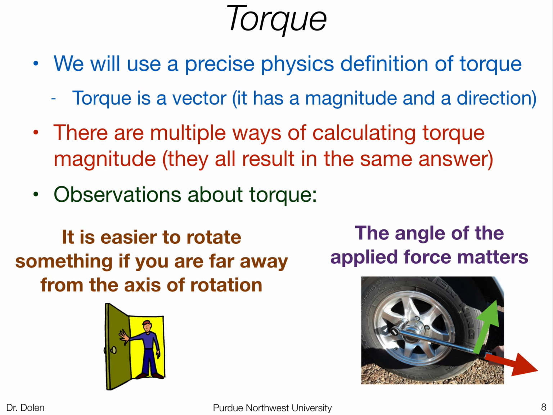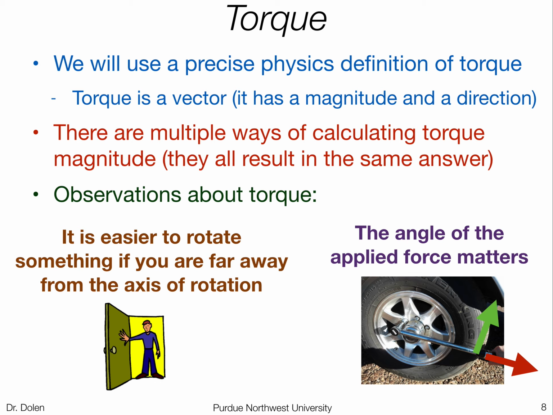A little bit more about torque. We're going to define this precisely using a physics definition. It's going to be a vector, which means it has a magnitude and a direction. And it turns out there's going to be 3 different ways to calculate torque. They're all going to give you the same answer. They're all equivalent. I'm going to teach all 3 ways. You can choose which one works best for you. In some cases, one may work better than the other. There's going to be one that I really prefer, but I'm going to teach all 3.